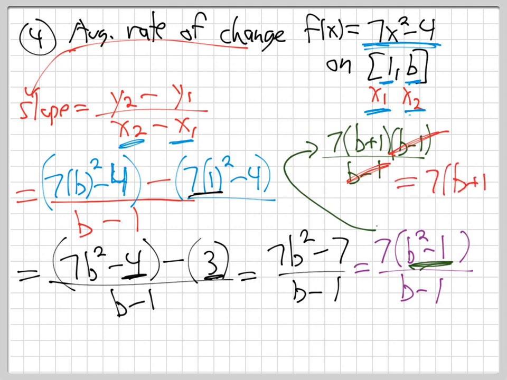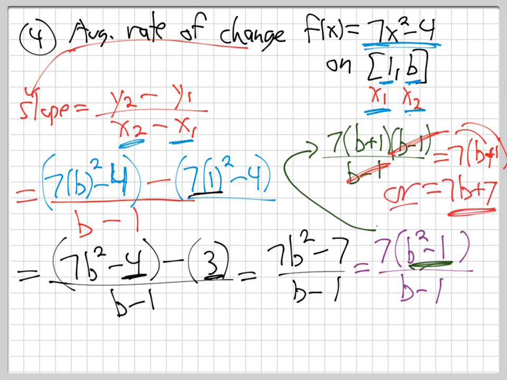7 parentheses b plus 1. I don't know if they want you to leave the parentheses or not. It's on our exam, it's going to be multiple choice, so it's fine either way. I'll show it though. Boom and a boom. This will be 7b plus 7. I'll just say or. Either one of those is technically right.